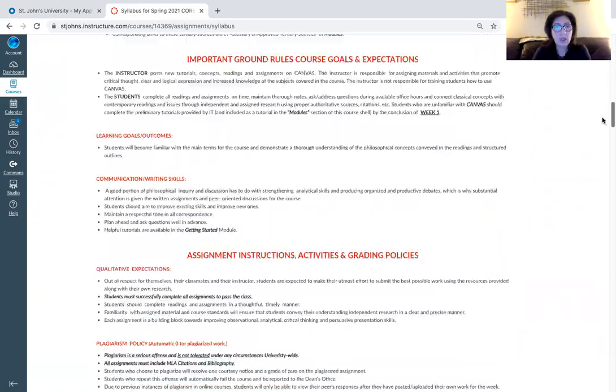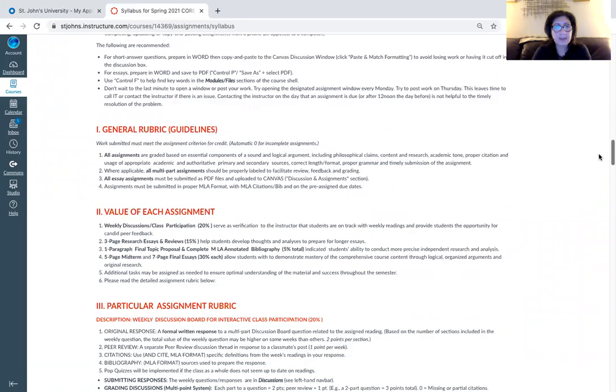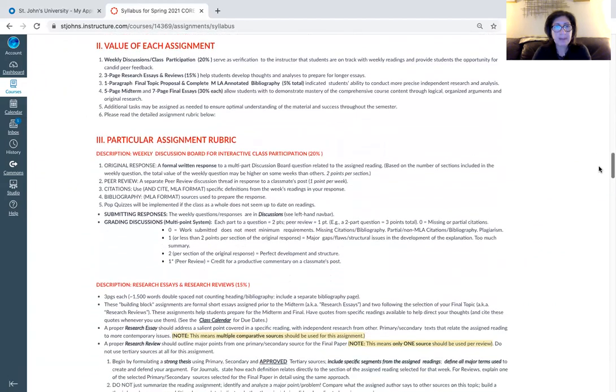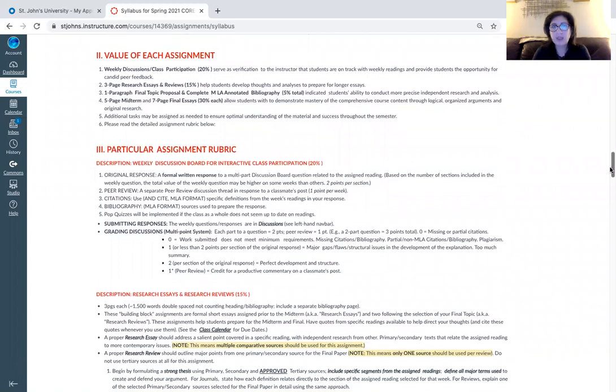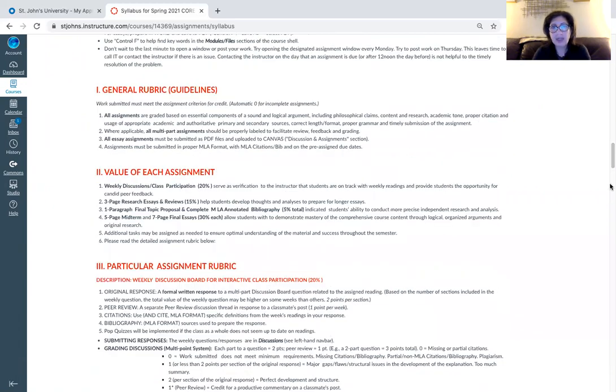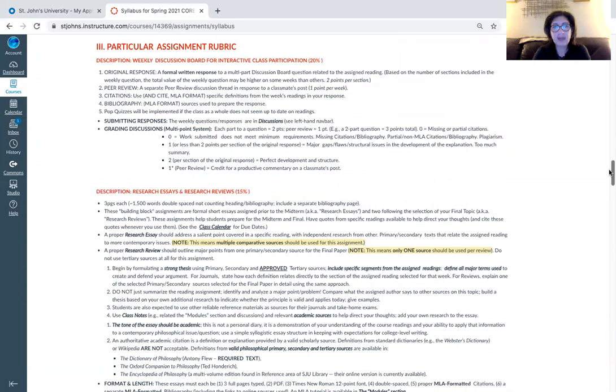So going back. Okay, so the particular assignment rubric means you have to adhere to the general guidelines, but then you also have to do these specific guidelines for each assignment. And I have below the guidelines the grades, okay, how the grades are lined up, what you earn, like how you earn different grades, okay?